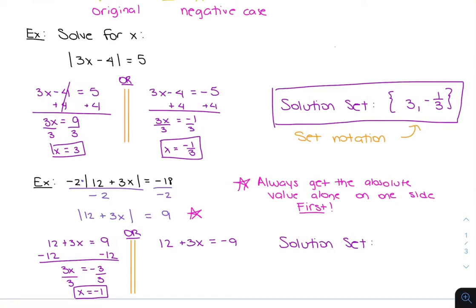Now let's go on to the second case. We're going to solve this exactly the same way. So we can subtract 12 from both sides, and we're left with 3x is equal to -12 minus 9, or -9 minus 12. That is -21. So we can divide both sides by 3. 3 divided by 3 is 1. So we have x is equal to -7. And this is our other case. So our final solution set is -1 and -7. So this is our final solution.